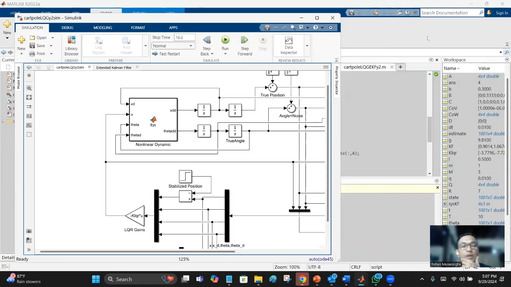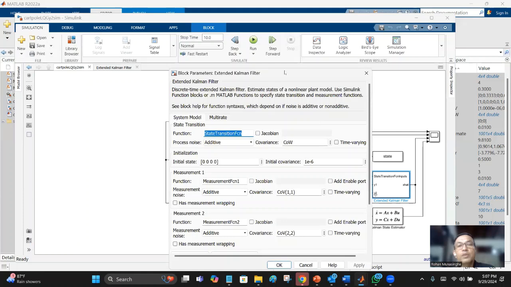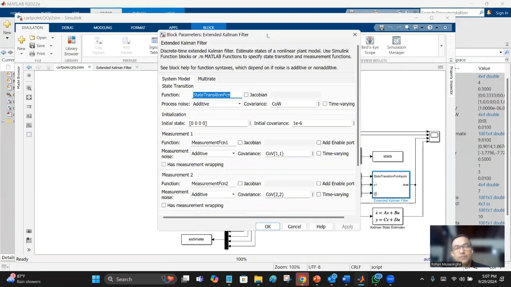Right. So let me first take you to the simulating block. All of the blocks are already known to you, except the extended Kalman filter, this one. So let me open it. When I open the extended Kalman filter block, you can see where you need to do certain settings.